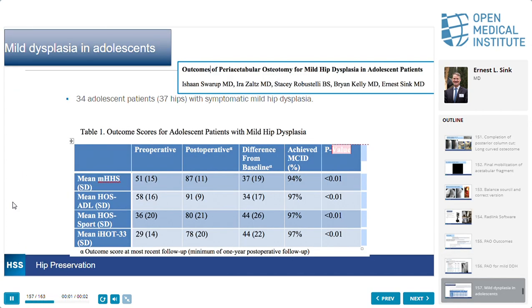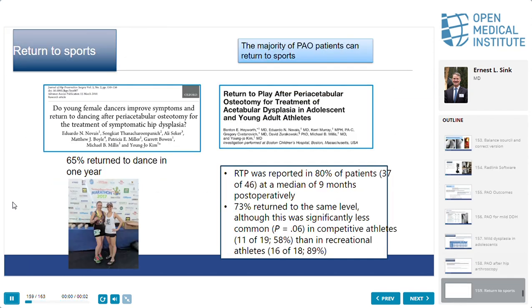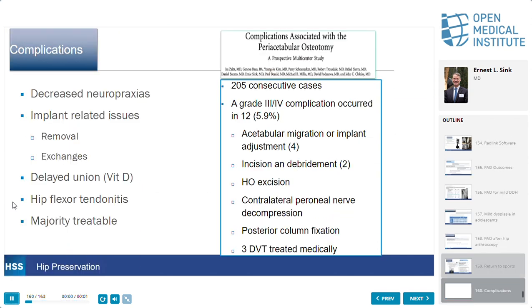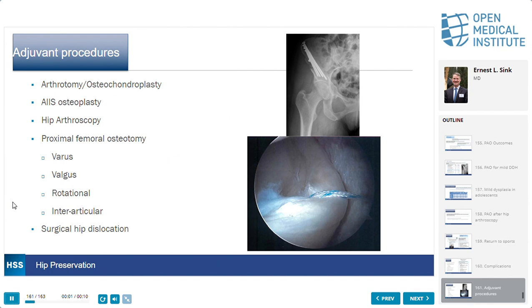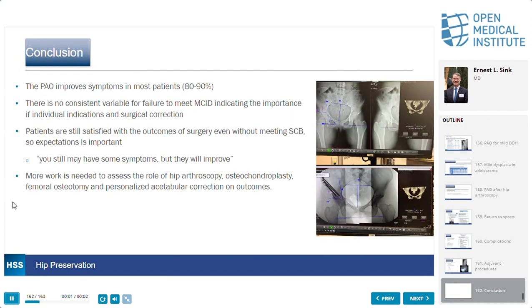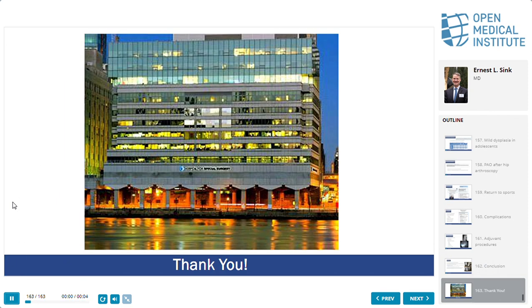How do PAOs do in the long term? Early, they can get back to sport, and fortunately, the risks are minimal, but you always have to think about sciatic nerve palsy, non-unions, intra-articular fractures, and sometimes we'll do a hip scope at the same time. Okay? Any questions about all of dysplasia?